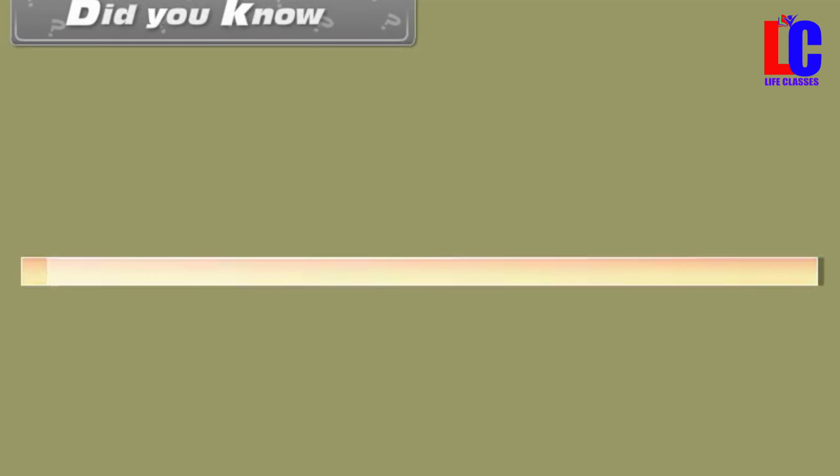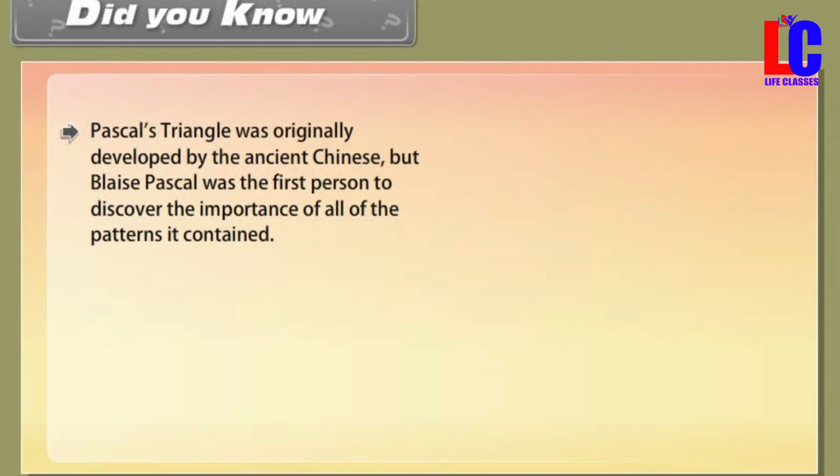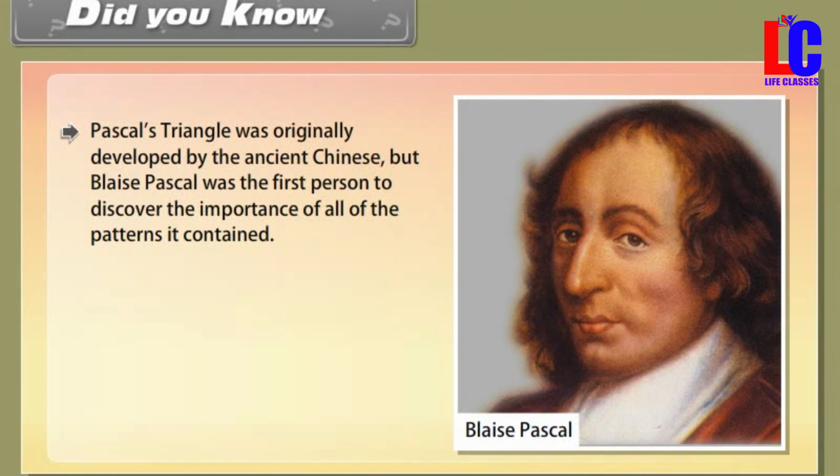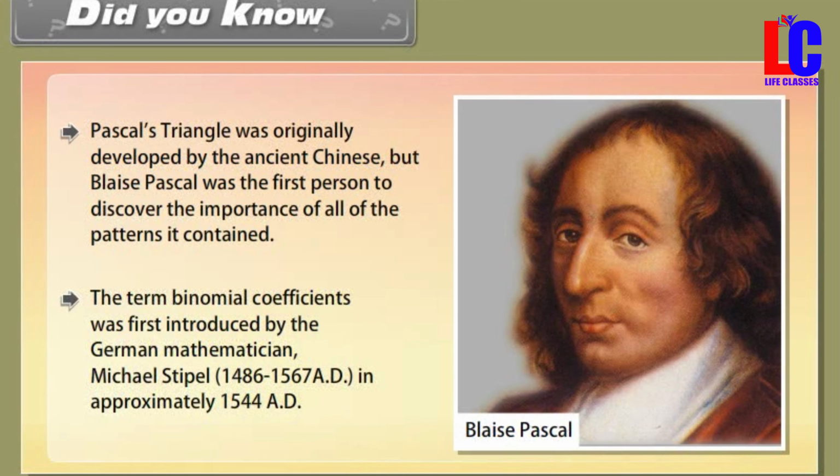Did you know Pascal's triangle was originally developed by the ancient Chinese, but Blaise Pascal was the first person to discover the importance of all the patterns it contained. The term binomial coefficients was first introduced by the German mathematician Michael Stifel in approximately 1544 AD.